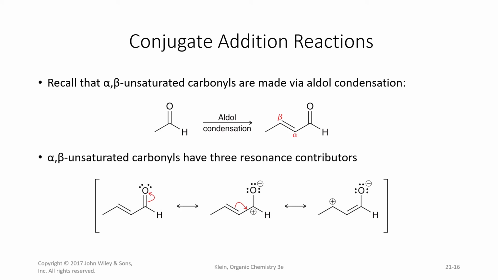The last reaction that we will discuss is dealing with conjugate addition reactions. So if you recall, alpha, beta, unsaturated carbonyls are made via the aldol condensation. So remember, if an aldehyde or a ketone is treated with the base under high temperature conditions, that we're going to get this alpha, beta, unsaturated ketone product.